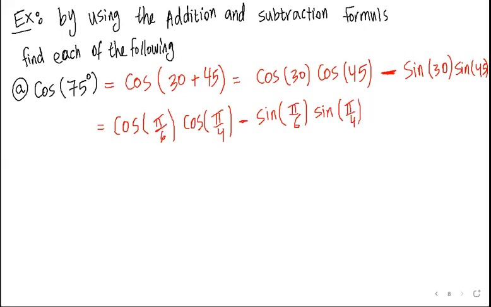What is the cosine of pi over 6 from the table? Square root of 3 over 2. What is the cosine of pi over 4? Square root of 2 over 2. Minus sine of pi over 6, which is 1/2. And what is the sine of pi over 4? Square root of 2 over 2.